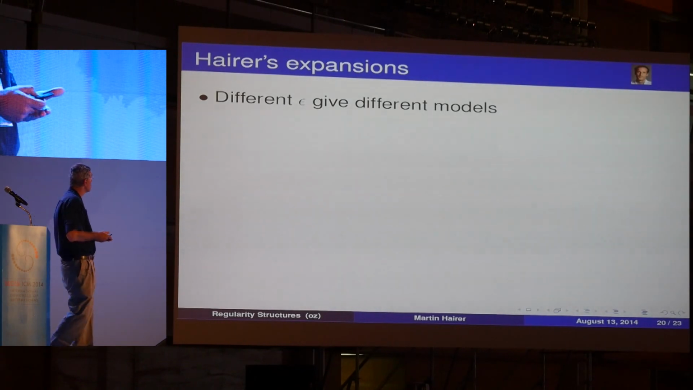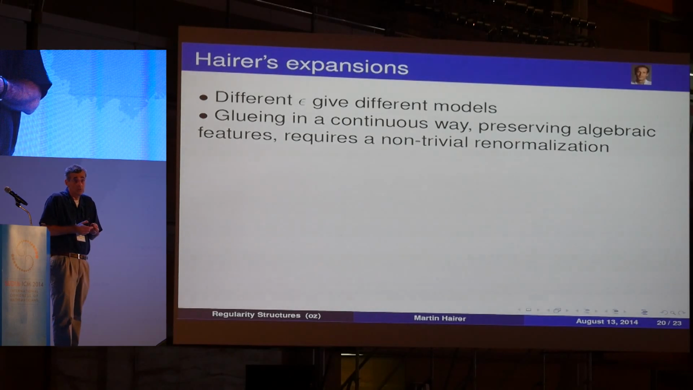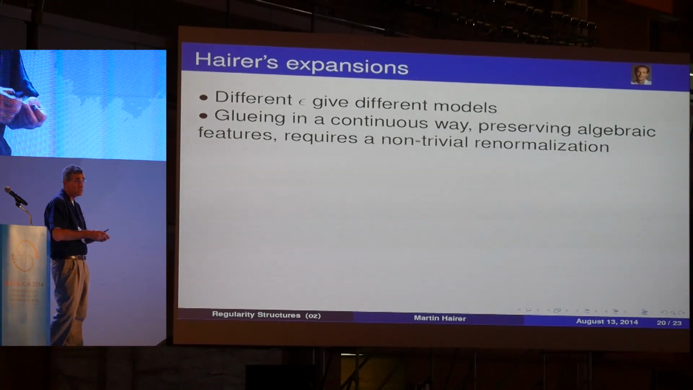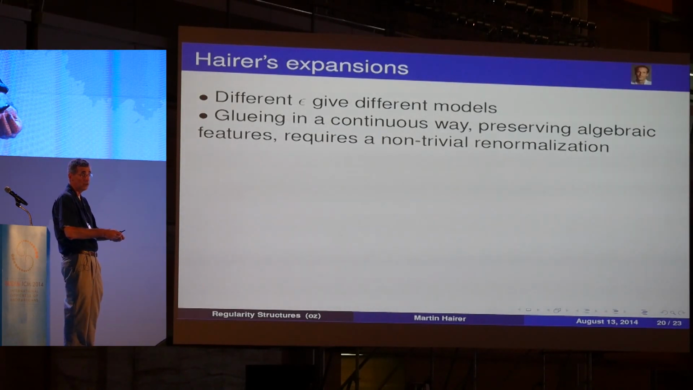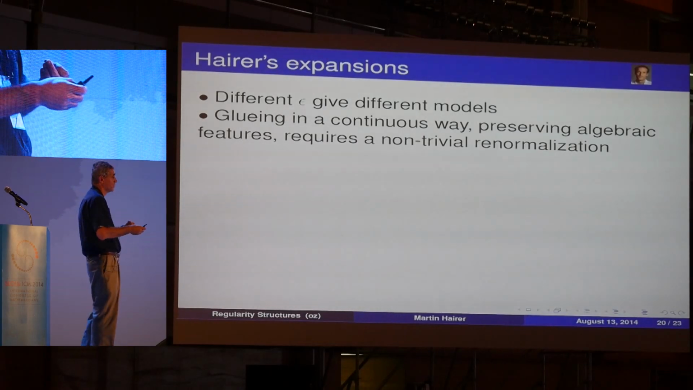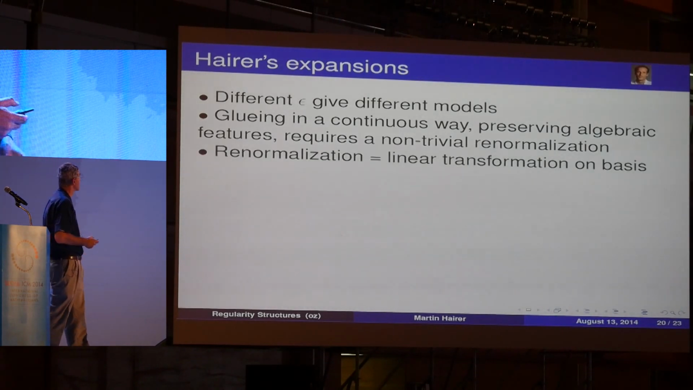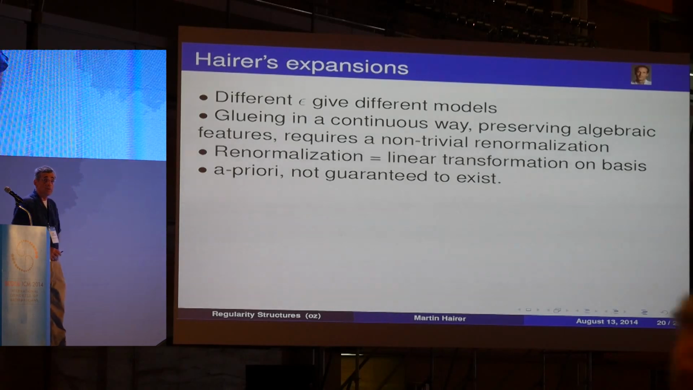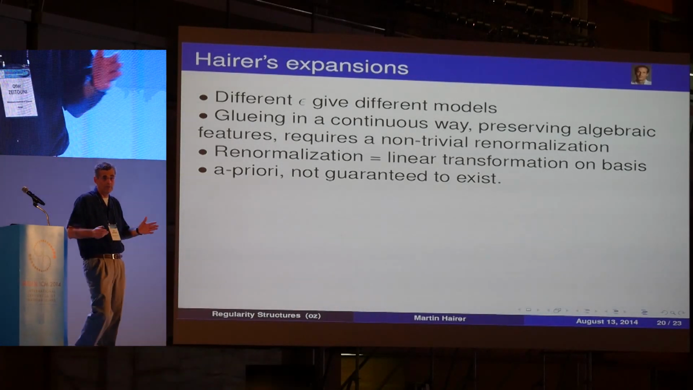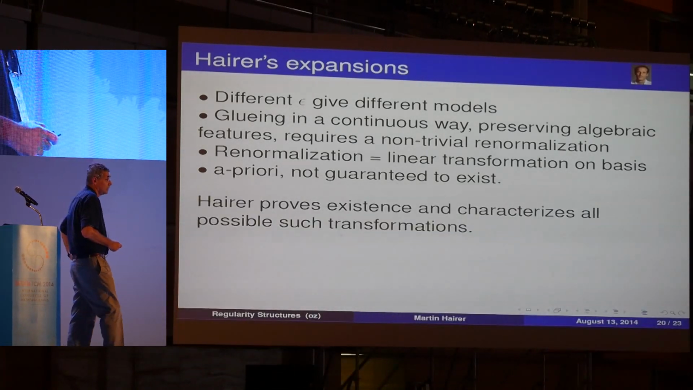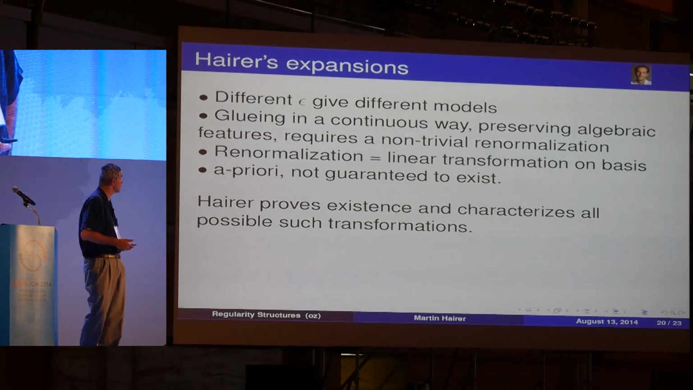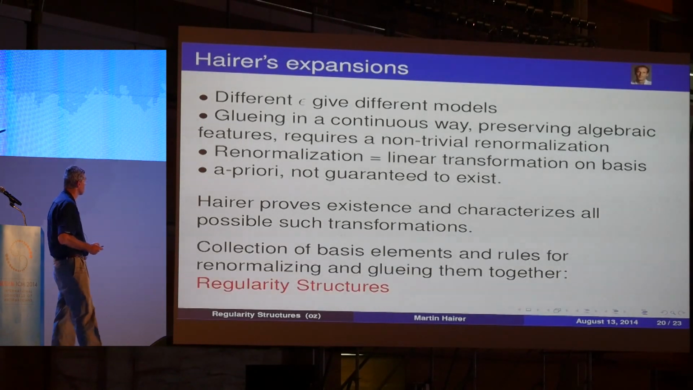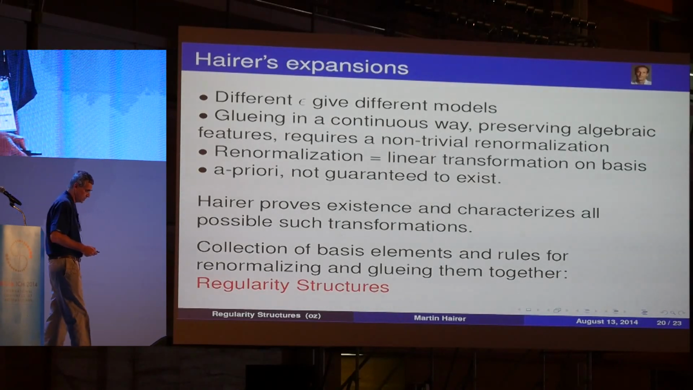Of course, as I describe it here, different epsilons give different models. So what you need to do is to glue somehow these models in a continuous way that preserves all the nice algebraic features we wanted of the problem. And this is a renormalization procedure that I was alluding to before. So when you want to glue together solutions for different epsilons, you can do that if you allow an appropriate renormalization, which in this case means just a linear transformation between basis elements. And a priori, it is not at all clear that you can do that. There is no reason to expect before you start dirtying your hands that you could do that. What Hairer does, it proves the fact that A, you can do that, and B, you can characterize the possible linear transformations that will preserve these nice algebraic structures. And this collection, as I said, is what is called the regularity structure.